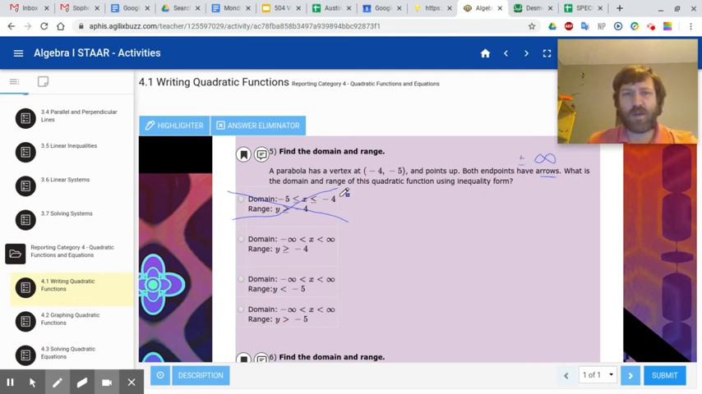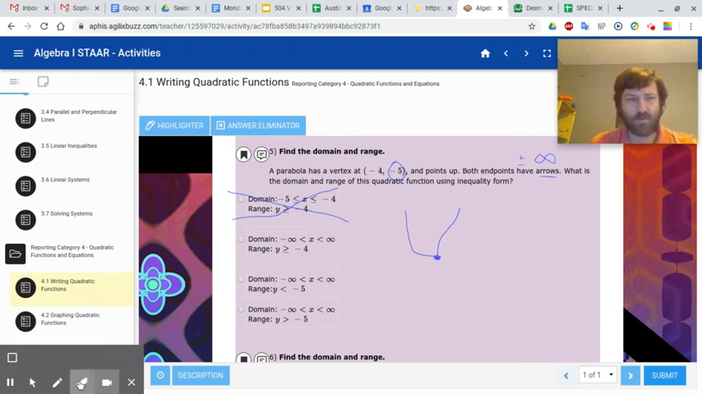What is the domain and range of the quadratic function? The key here is to understand what these numbers tell us about the range. First of all, we know the range is y. So we won't be looking at the -4. We're more interested in the -5 because the -5 is the y value. So this graph opens up. The important thing here is that the y value here is -5.